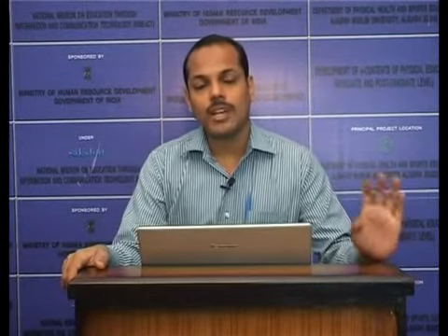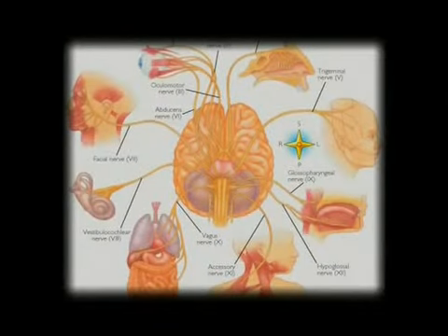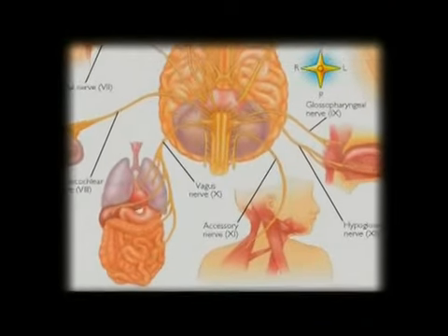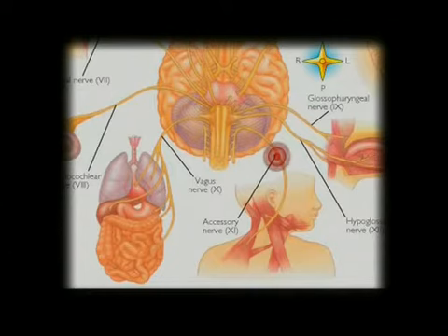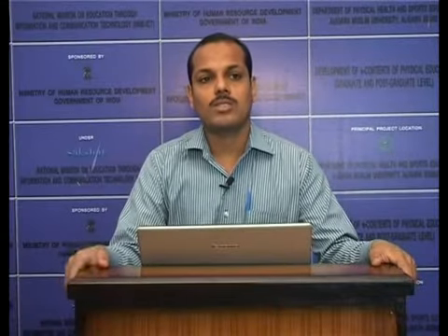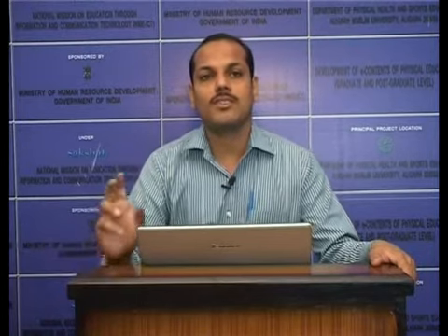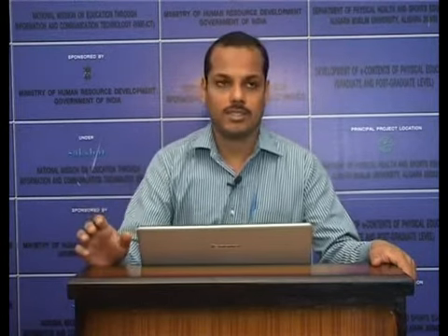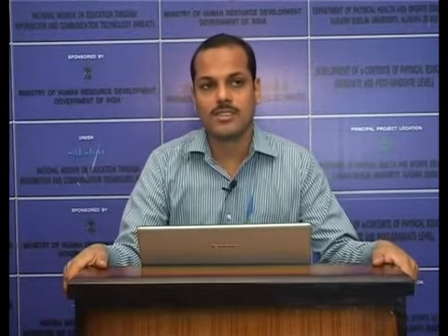Now, 11th cranial nerve is the spinal accessory nerve. It's purely motor nerve. It has two roots, a spinal root and a cranial root. Spinal root supplies to the sternomastoid muscle and trapezius muscle, and cranial root supplies to the muscles of the larynx, pharynx and soft palate.